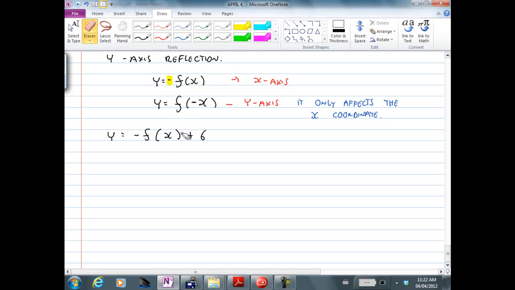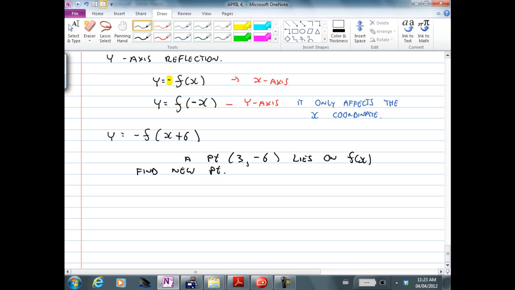Actually, I'm going to change this a bit. Plus 6 in the bracket. A point (3, -6) lies on f(x). Find the new point.